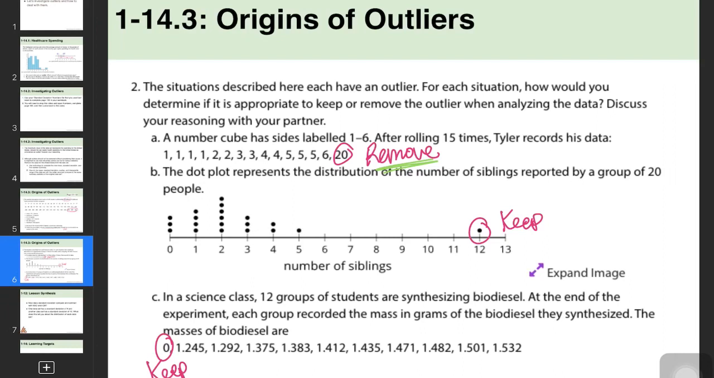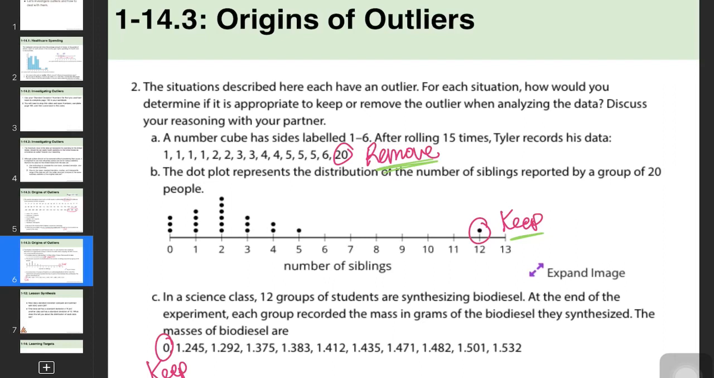In B, having 12 siblings would be considered an outlier. I would keep it, but before you keep it, you might just want to make sure that it wasn't a mistake, that someone didn't write down something wrong, or maybe the person didn't understand the question they were being asked, whatever it might be, but just make sure that that is an accurate data point. But if it is, keep it, because it's possible to have 12 siblings.